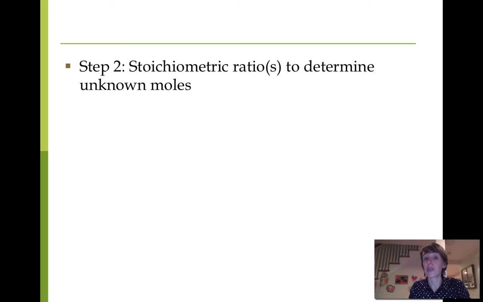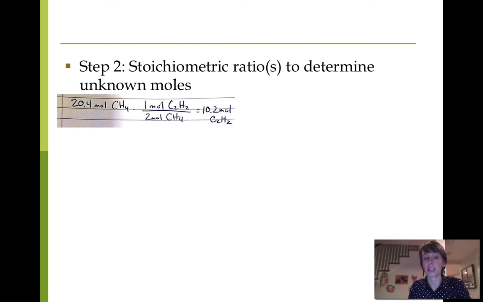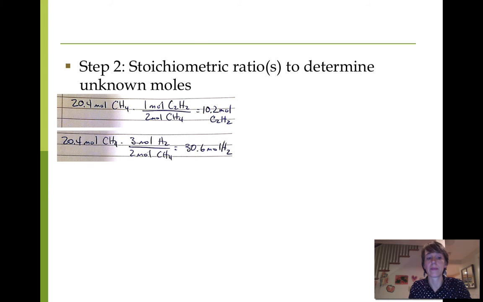Step 2, use our stoichiometric ratios to determine the unknown moles. So we know we're going to have to figure out the mass of acetylene, so we definitely need our moles of acetylene. And it's a 1:2 ratio, so we end up with 10.2 moles of acetylene.